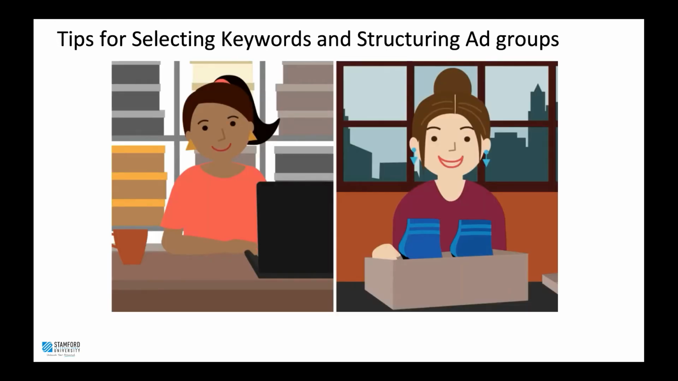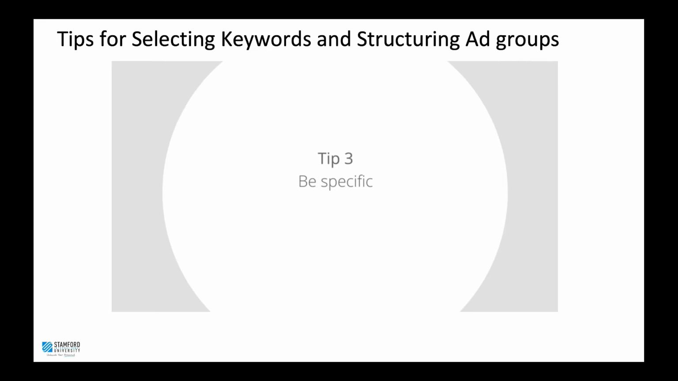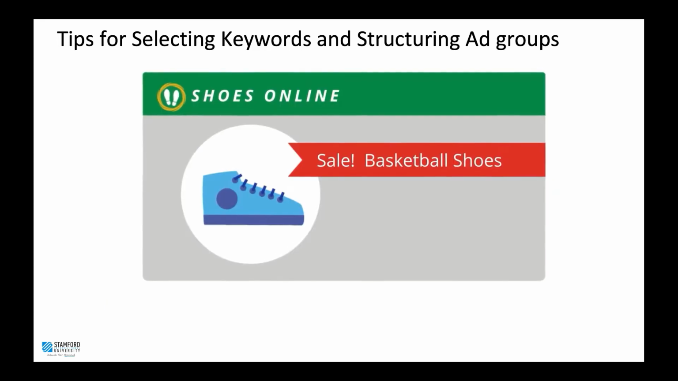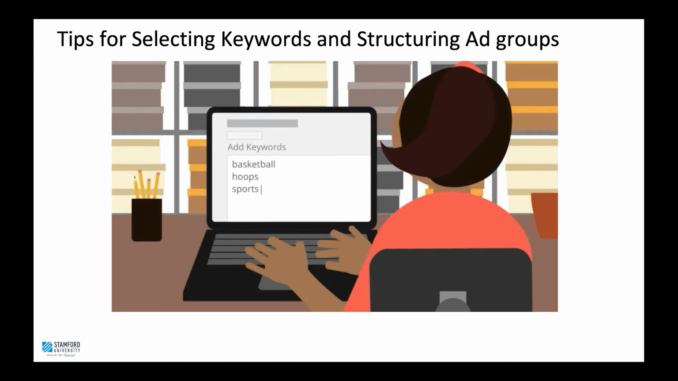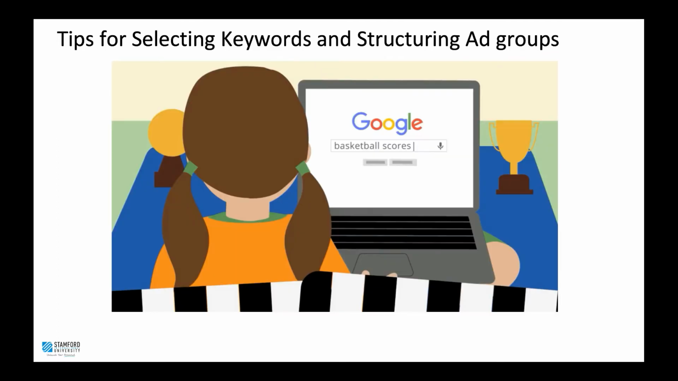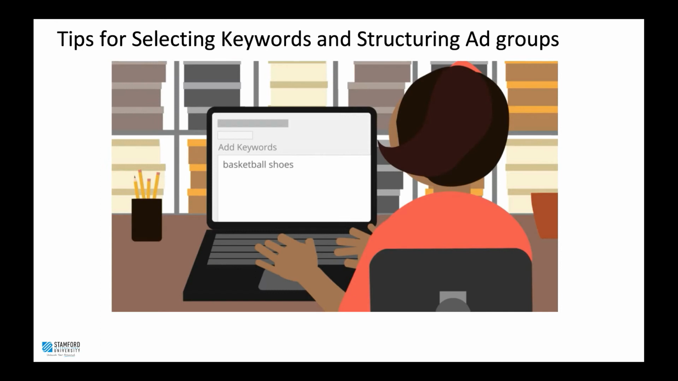By doing this, Mary reaches the right customers and keeps her account organized. Tip 3. Be specific. Mary wants to promote her sale on men's basketball shoes. If she uses a general keyword like basketball, she could get irrelevant matches of people looking for basketball scores or basketball videos. To promote her sale, she adds discount men's basketball shoes and men's basketball shoes sale.